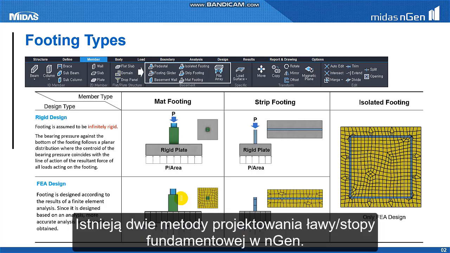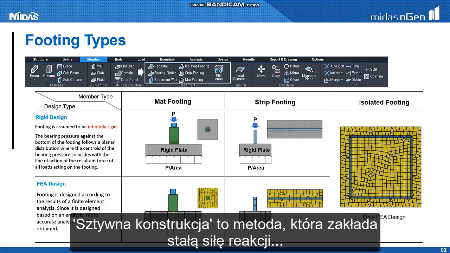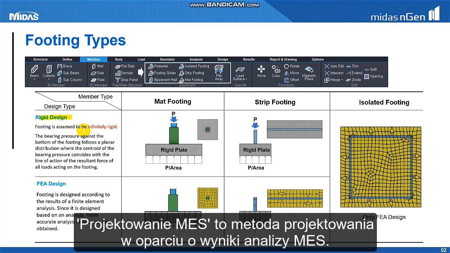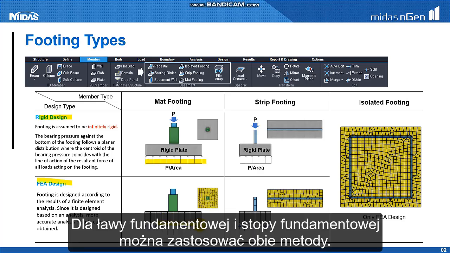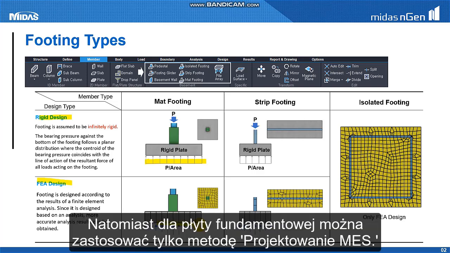There are two methods for footing design in nGen. Rigid design is the method that designs the footing with the same reaction force, assuming that it has infinite rigidity. FEA design is a method of performing design based on the result of FEA analysis. Two methods can be applied for mat footing and strip footing. And only FEA design can be applied for isolated footing.